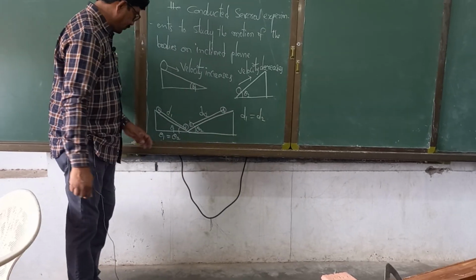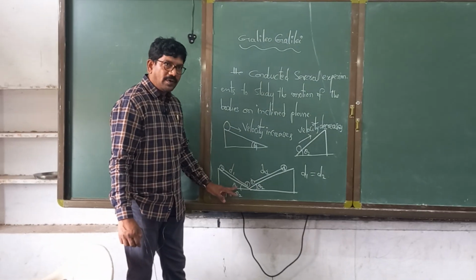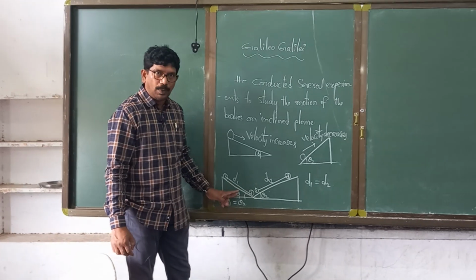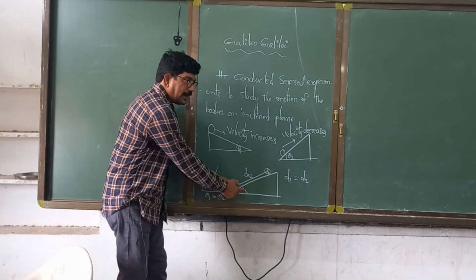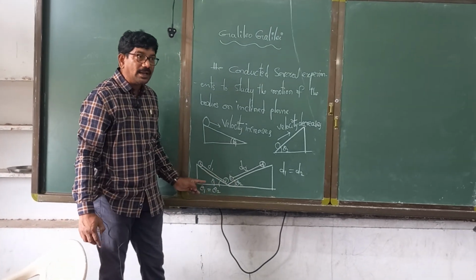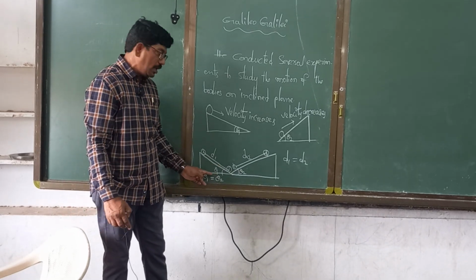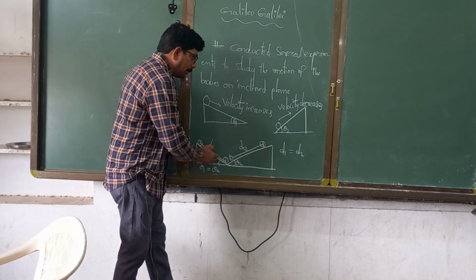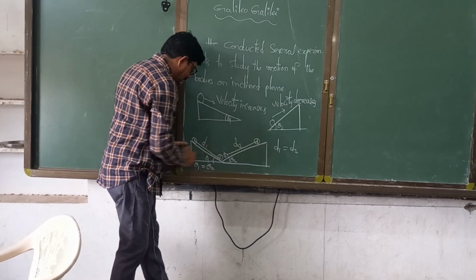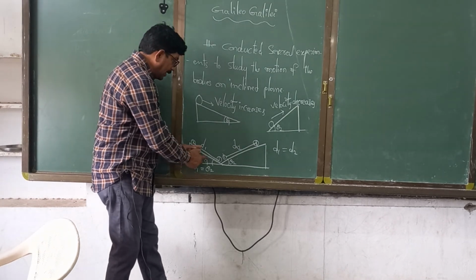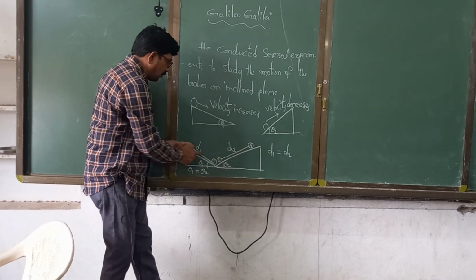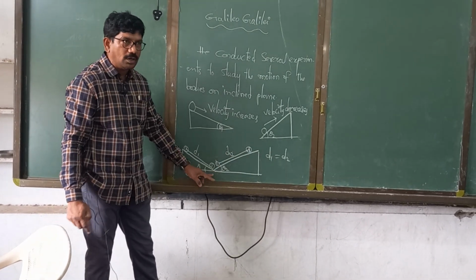Now listen to me. Observe this one. This is known as a doubly inclined plane. When theta 1 and theta 2 are the same, the angle of inclination in both planes is the same, the ball reaches the maximum, that is the same height as in the first one. As in the first one, it traveled the same distance. D1 is equal to D2.